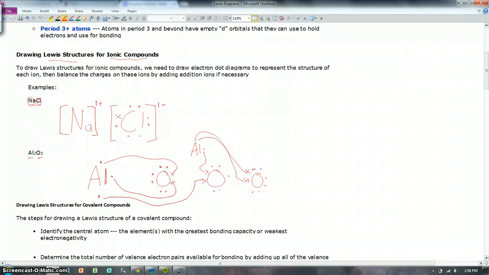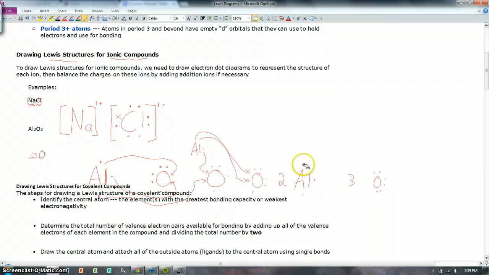And so to simplify this whole process, we know from here that there are 2 aluminums in this compound. So we're just going to draw aluminum, again the Lewis structure for aluminum, with a 2 in front of it. Now oxygen, we know there are going to be 3 from there, so we're going to put a 3 in front of the Lewis structure for oxygen. And now in each of these cases, we're going to draw the ion.